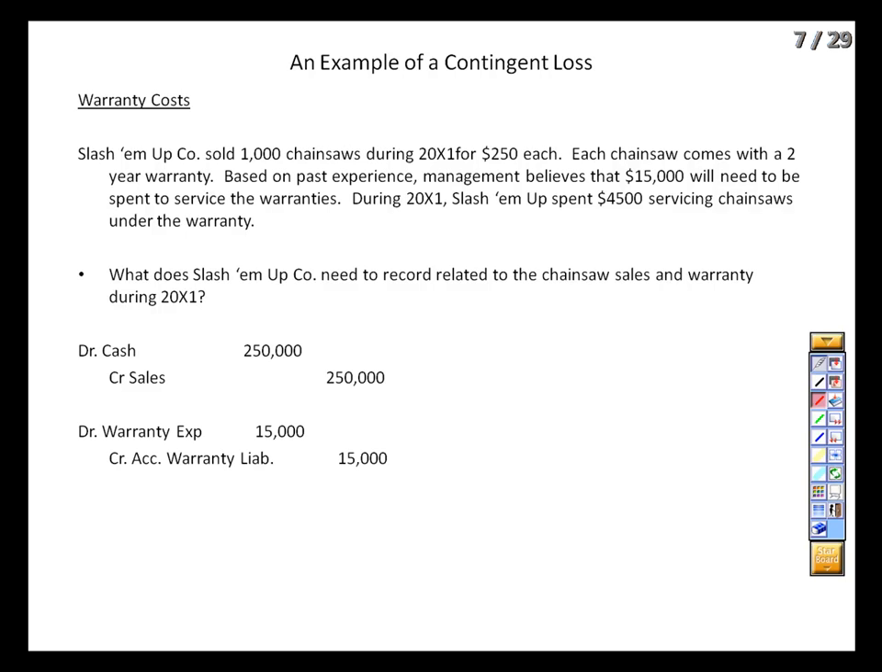So we debit the warranty expense for $15,000 and we credit accrued warranty liability. So we have on the books that we owe our customers $15,000. Not $15,000 in cash, but $15,000 of work that we've promised them. And then, as we spend money to fix the chainsaws, we are fulfilling that obligation to our customers and therefore paying down the liability. I've credited cash, etc. right here to represent that not all $15,000 needed to be spent in cash.